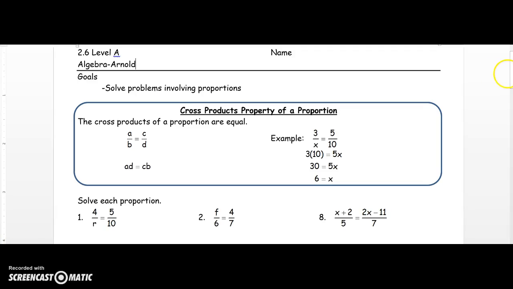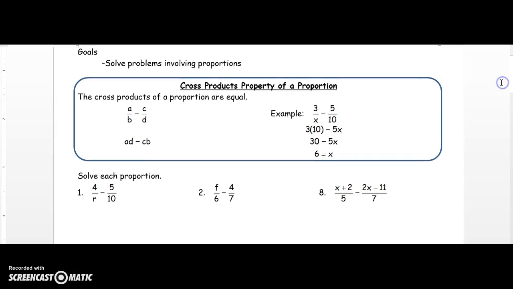Alright, today we're going to talk about cross multiplying. We're going to do cross products property of a proportion. So the cross products of a proportion are equal to each other. Essentially, you guys have all heard this. We're going to do cross multiplying.